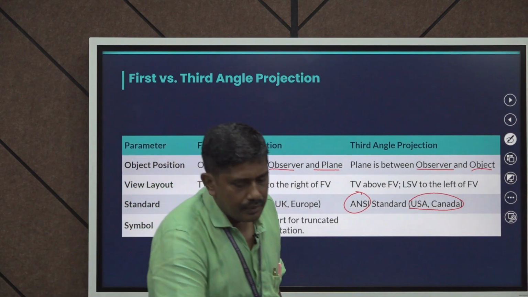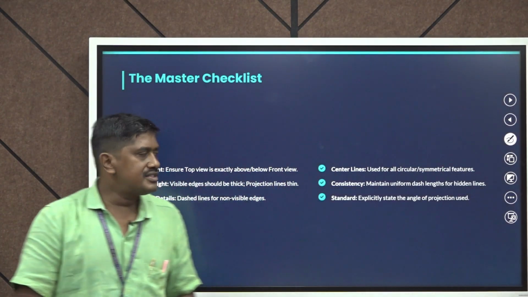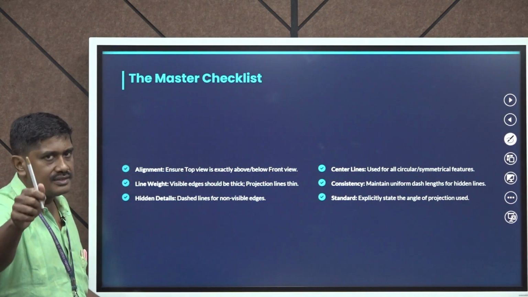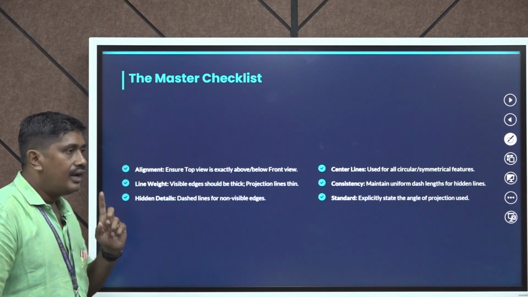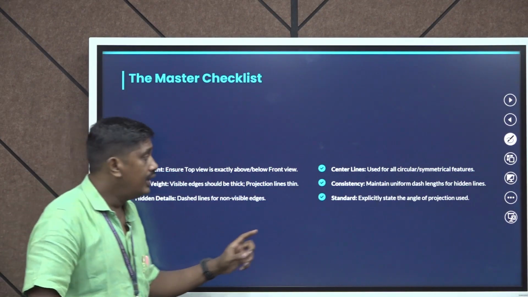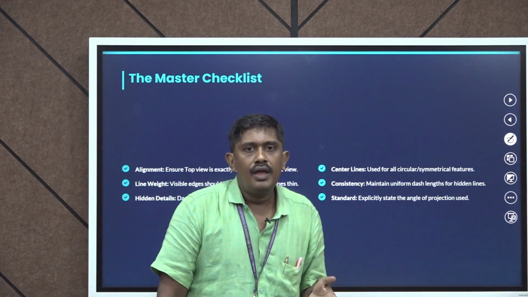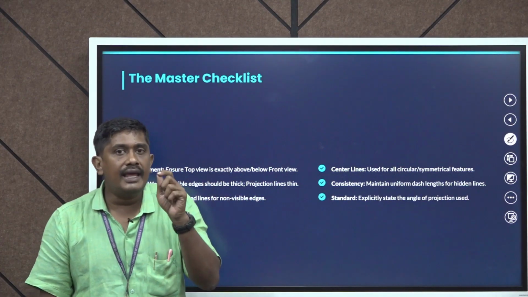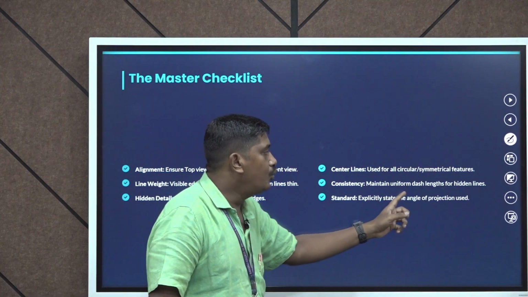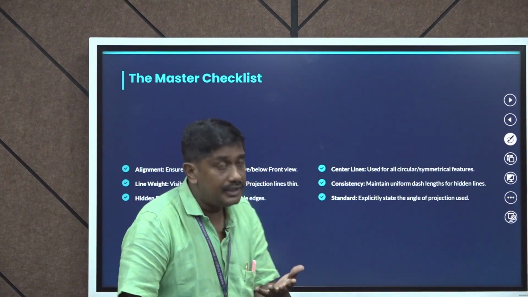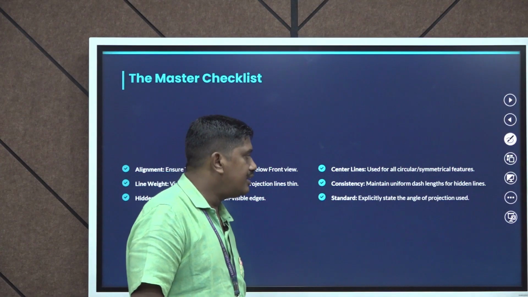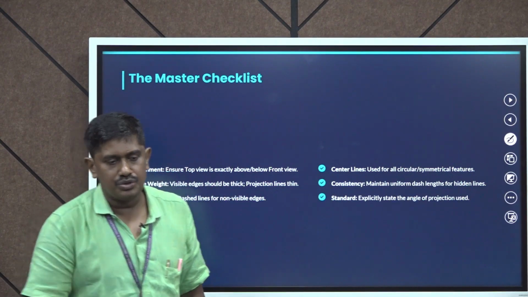And the master checklist is very important. First, alignment of the top view and analysis view. Second, line weight: hidden details should be maintained at 3:1, and center lines, wherever there is a circle, the center line is very important, you should consider. And consistency: maintain uniform dashed lines and hidden lines, I will tell you that during my presentation. And standard: explicitly state the angle of projection used.